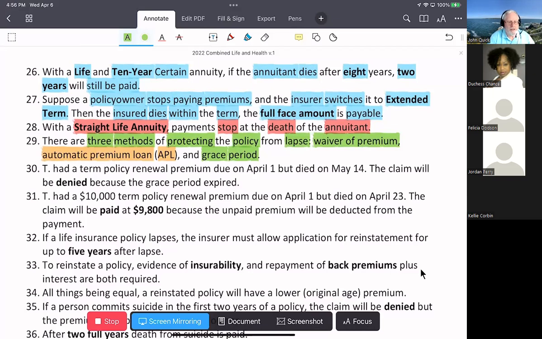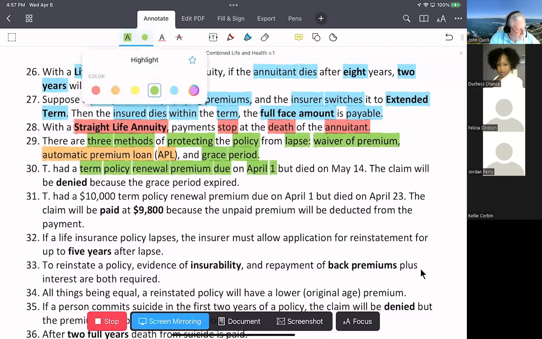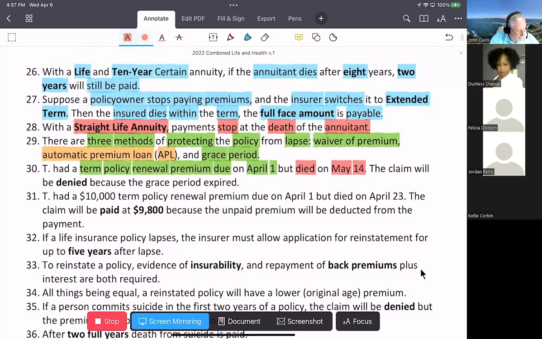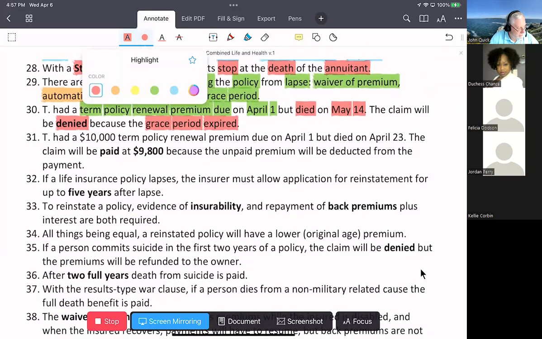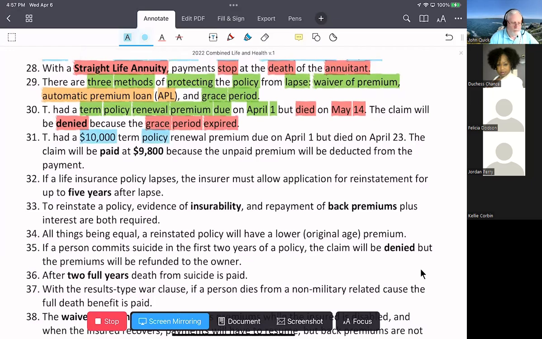All right, so T had a term policy renewal premium due on April 1st, but died on May 14th. Oops. What are they going to pay? Denied, because the grace period has expired. All right, T has a $10,000 term policy. Renewal premium due on April the 1st, but died on April the 23rd. Now what? The claim will be paid at $9,800 because the unpaid premium will be deducted from the payment.